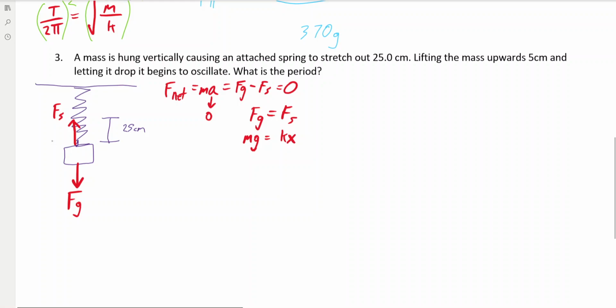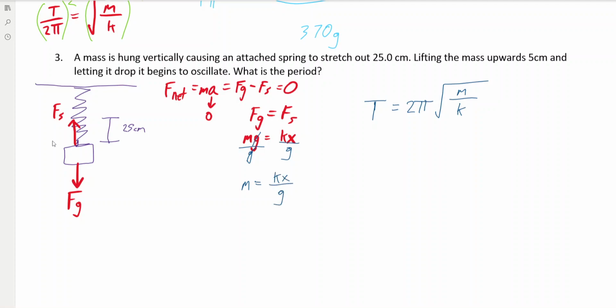Now that doesn't really help us get to our final answer yet, but we can also take a look at the period, which is 2 pi square root m over k. So if we solve for m here, maybe we can substitute that in. So kx over, divide by g. So what that's going to give us is m equals kx over g, which we can then substitute back into the other equation. So T equals 2 pi square root, and instead of writing m, we're going to write kx over g, which is all over k. So rearranging this to look a little bit neater, it's going to be 2 pi square root kx over gk.